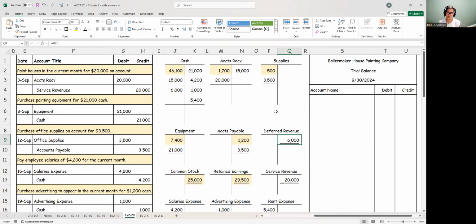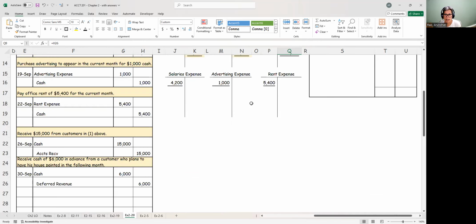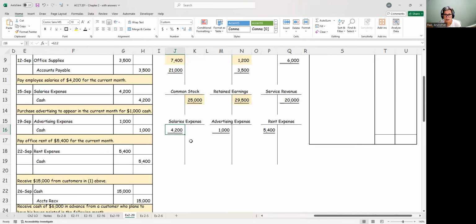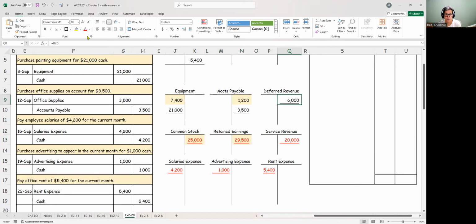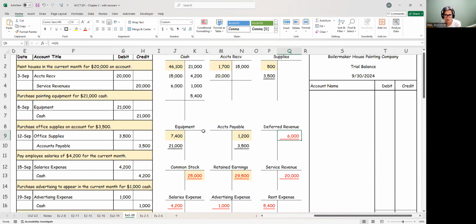Now that I'm done with recording all my journal entries and posting into the T accounts, I need to find the balances in all the accounts. Again, let's go through this quickly. Anything that has a single amount, I'm going to put that color in red to indicate that is the balance. I didn't need to do anything else. Same thing over here. Deferred revenue also had one entry.